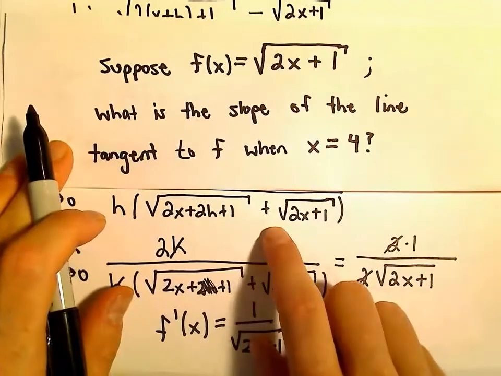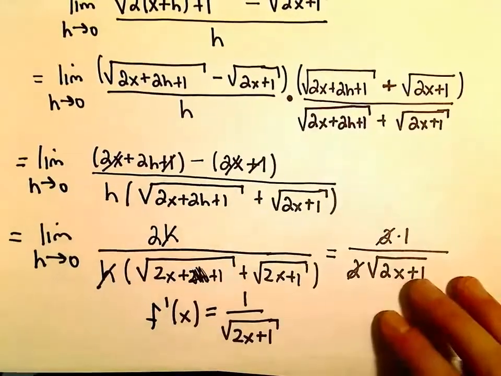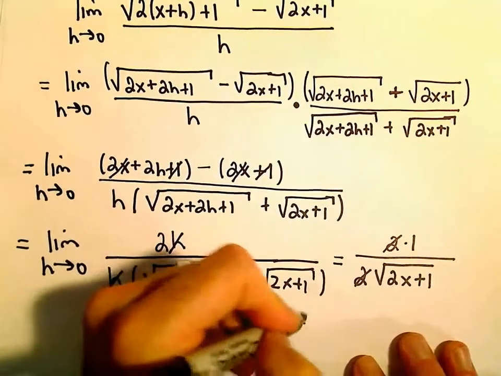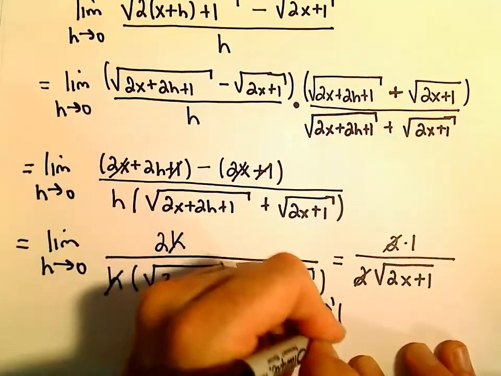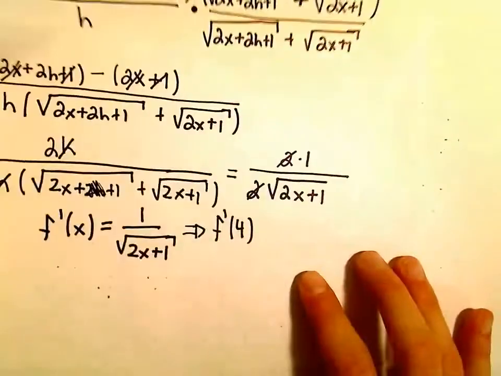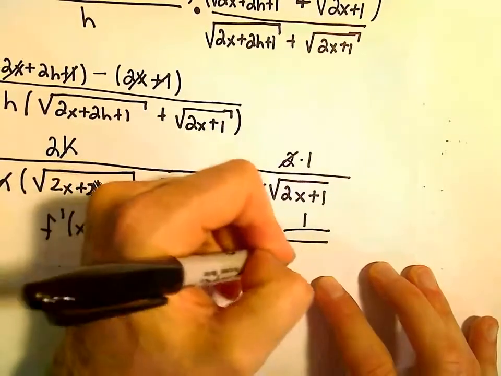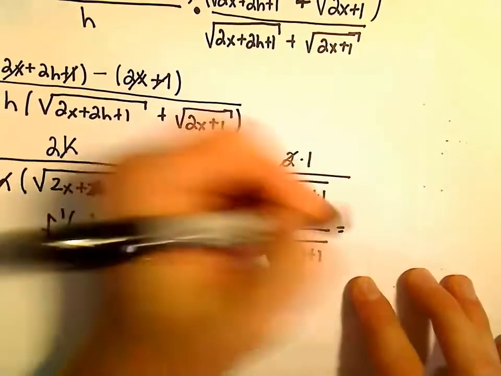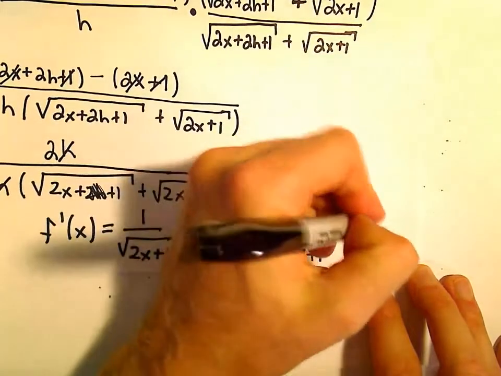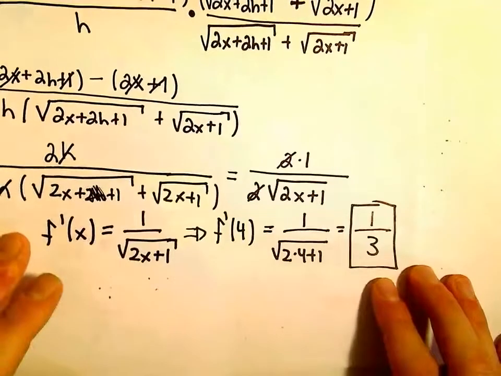The last thing we have to do is find the slope of the tangent line when x equals 4. Now we've got our derivative formula. All we have to do is plug in 4. So we'll get 1 over the square root of 2 times 4 plus 1. Well, 2 times 4 is 8, plus 1 is 9, so we get 1 over the square root of 9, which is 1/3, and now we're finished.